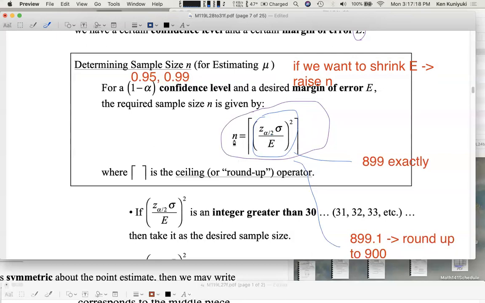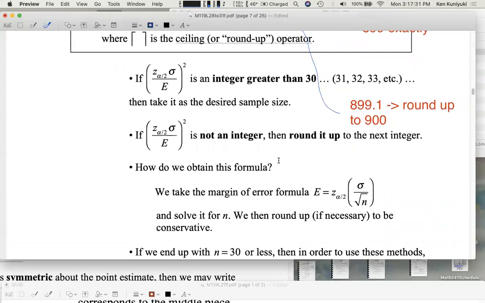Math people might say that the sample size required varies inversely with the square of the margin of error. It's an inverse square property. Don't worry about that. All right.